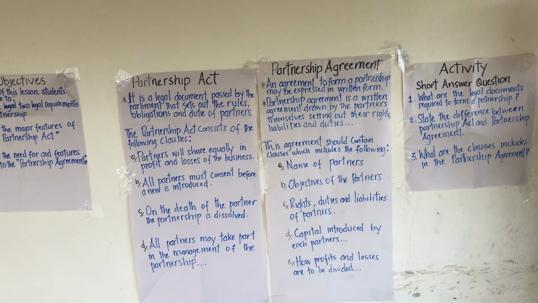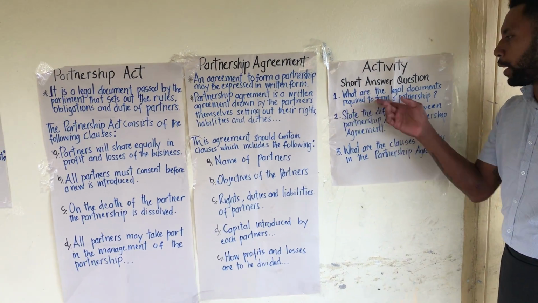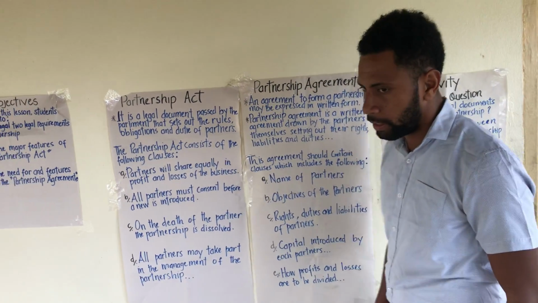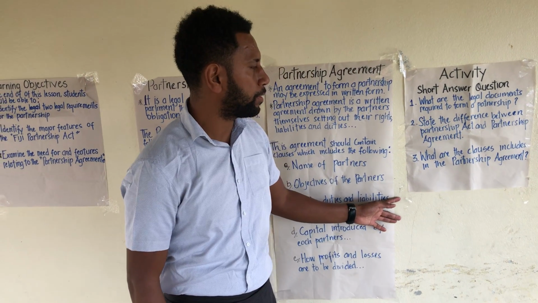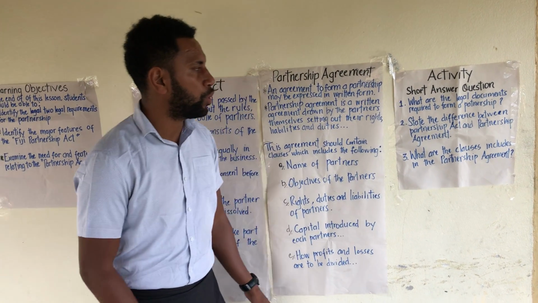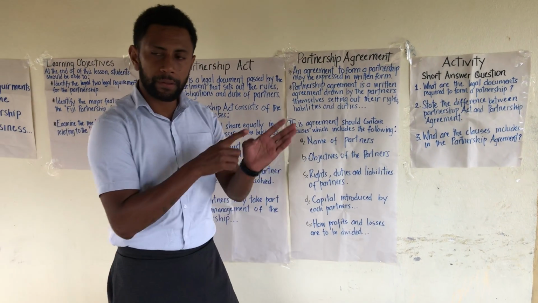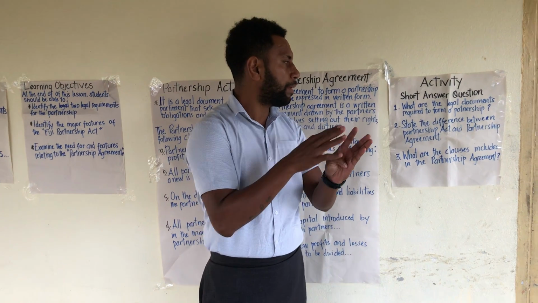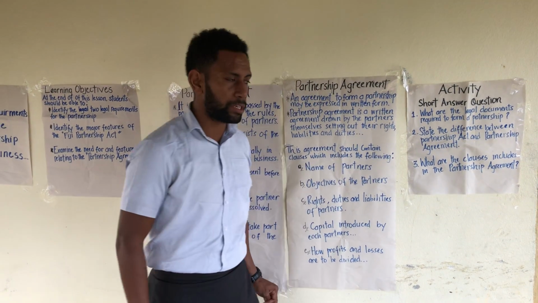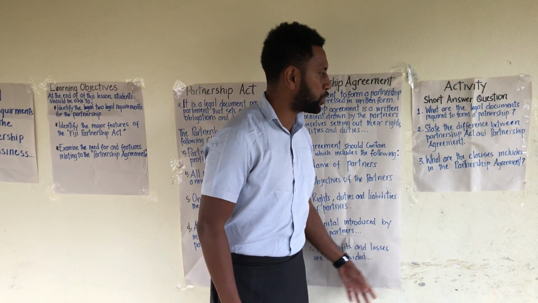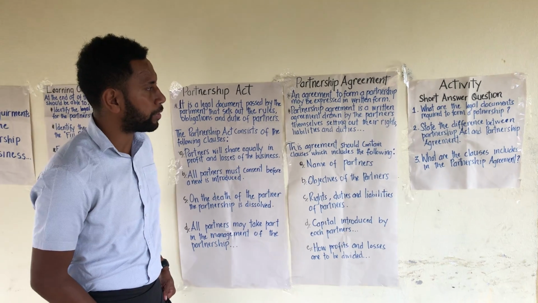Question number 1 says, what are the legal documents required to form a partnership? Group number 2, answer? Very good. The legal documents required to form a partnership are the Partnership Act and the Partnership Agreement. That is the answer. Mark your work. If it's correct, give a tick. If it's wrong, do your correction. Any questions on question number 1?